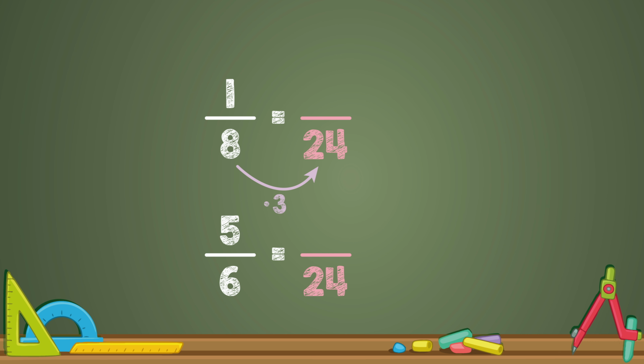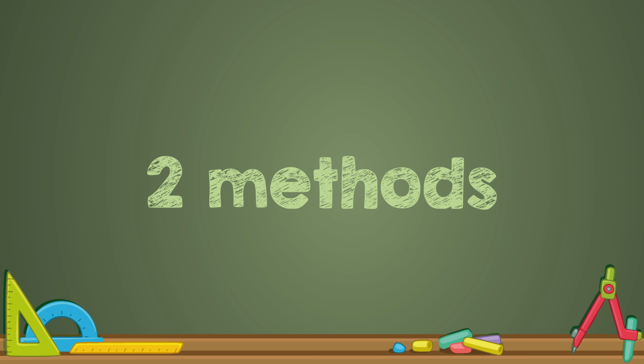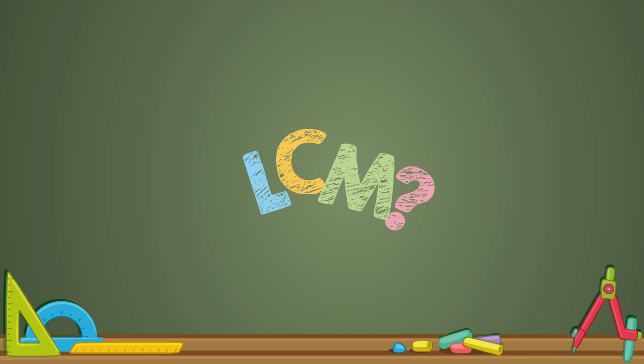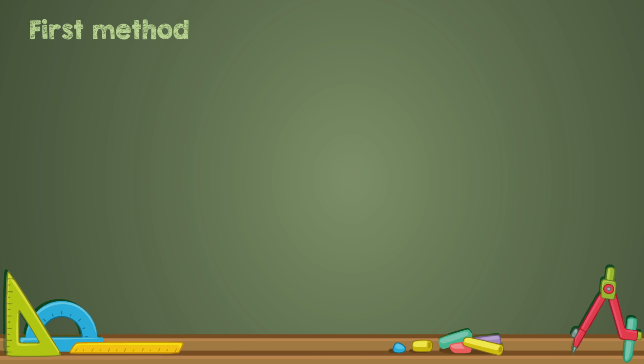8 times 3 is 24, so 1 times 3 equals 3, we get 3/24. We do the same with 5/6. 6 times 4 equals 24, so 5 times 4 equals 20. We get 20/24. We can solve equations with fractions in two ways. For both methods, we have to determine the least common multiple. We start with the first method.